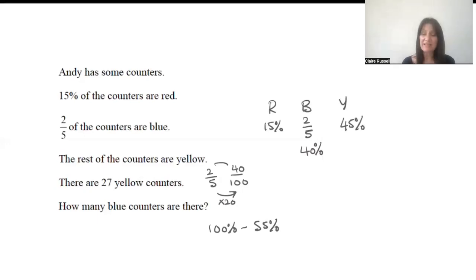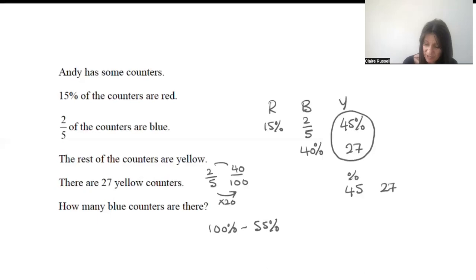Doing that, getting that so that they're all in the same will help. I also know that the yellows have 27 counters. And I've got to work out how many blue there are. So I know this fact that there are 27 counters for 45%. This could be a boxes and labels question.